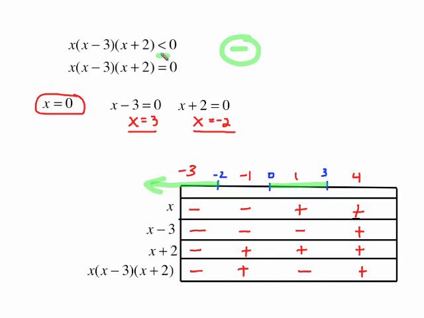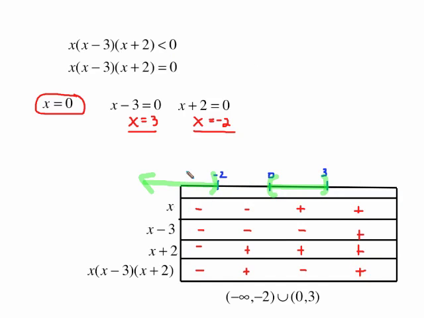Take a look at the original sign. It was plain old less, so that tells me I'm using the curved parentheses. And those two curved parentheses face each other. Then your interval notation, this going all the way down into negative infinity land means my interval begins at negative infinity and goes up to negative 2, both with curved parentheses. And this interval is from 0 to 3 with the curved parentheses.